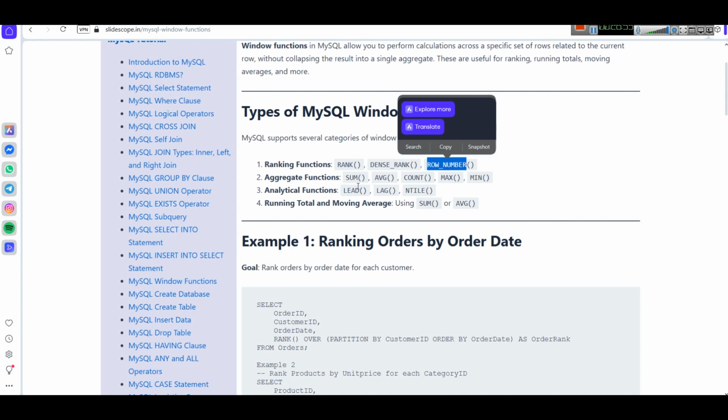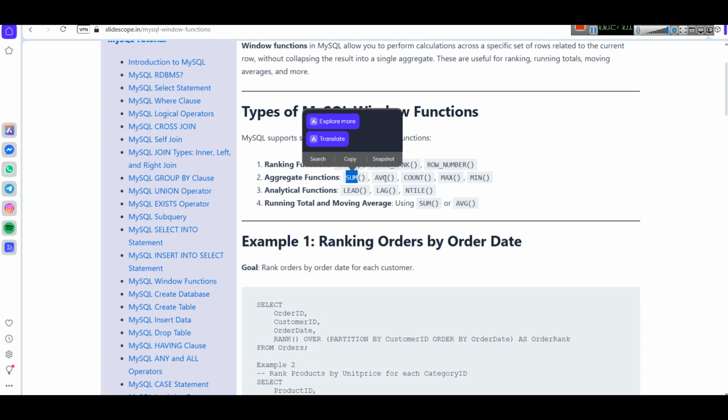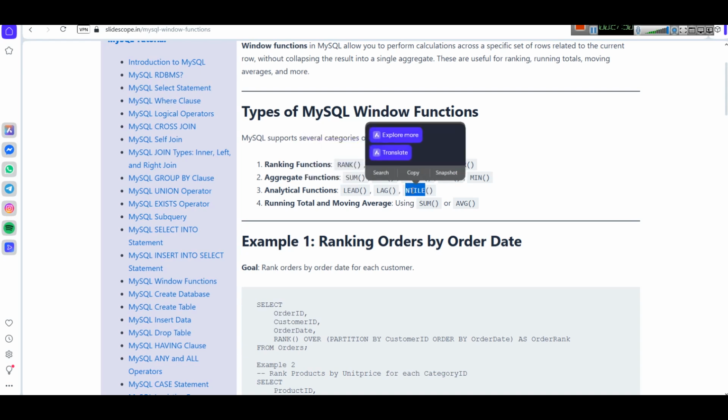Aggregate functions like sum or average are used to compute a moving total or moving average, or running total. These are window functions. In analytical functions, you have lead, lag, and NTILE. Lead, suppose you have to find the previous date of a particular customer. Lag, you have to find the next date of that customer. NTILE, you have to group the total number of orders into 4 equal groups, 3 equal groups, 20 equal groups.